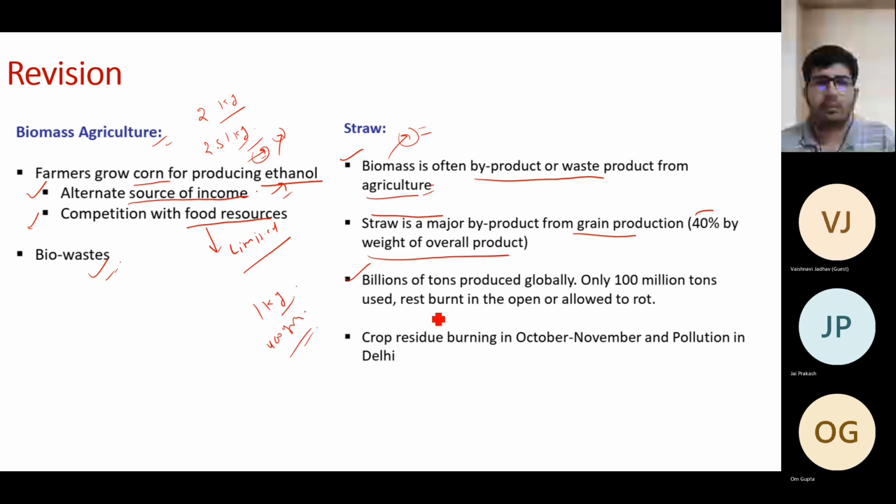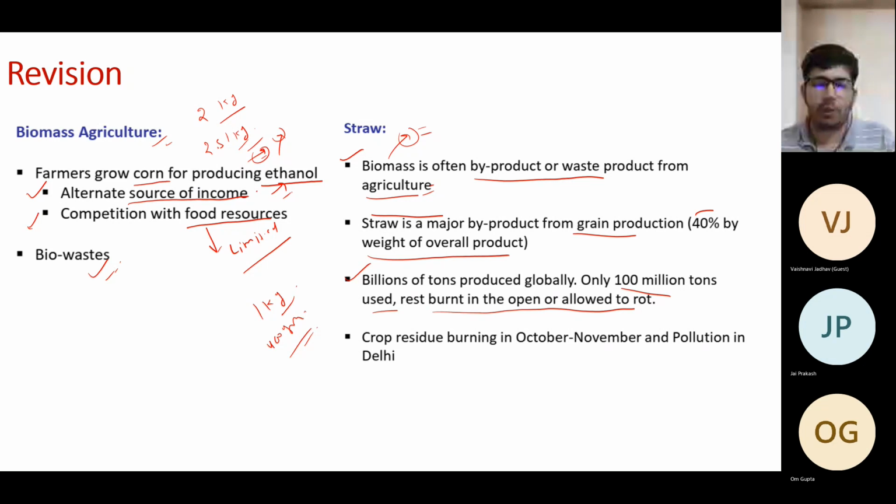So billions of tons produced globally. So straw is producing billions of tons. Only 100 million tons used, rest burnt in the open or allowed to rot. So you can see the numbers. We are generating billions of tons of straw globally, but only 100 million tons is used for energy production, and the rest is burnt in the open.